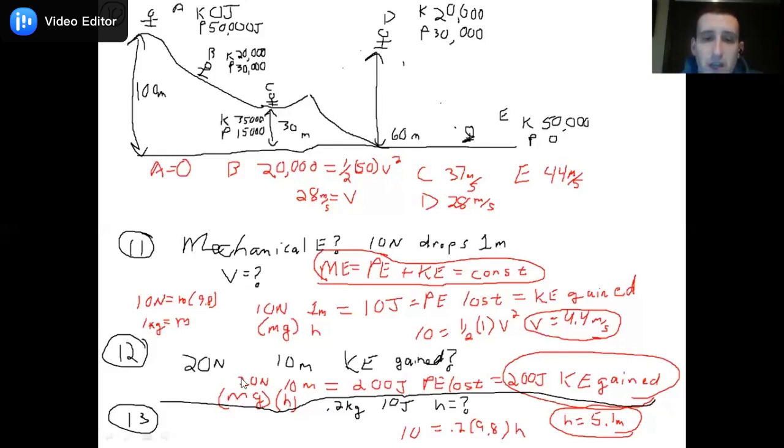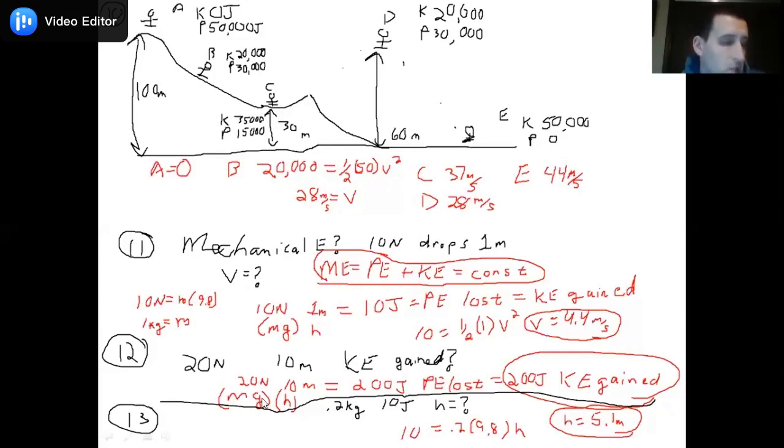200 joules of kinetic energy that has been gained. Don't do 20 times 10 times 9.8. Again, this is 20 newtons, not 20 kilograms. If it had been 20 kilograms, then you would have multiplied by 9.8, but it's 20 newtons, so the 9.8 is already built in. Newtons include both mass and gravity.